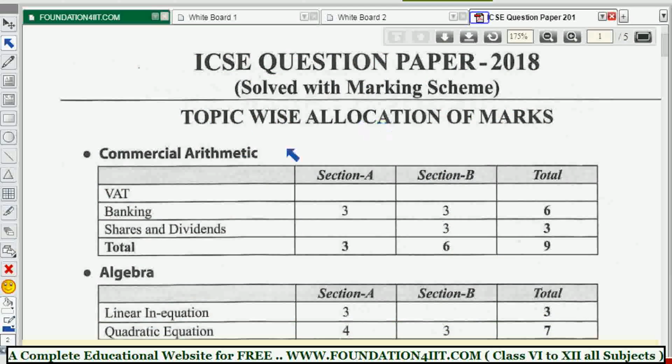So let us begin this now. In topic wise allocation of marks, when you observe, commercial arithmetic is 9 marks total. That means banking has only one question from section A, section B is 1, and for shares and dividend there is no question from section A, and B is 1. So these are the marks, and there are no VAT questions because from 2018 onwards this topic was removed. So as per ICSE board patterns, this is the allocation of marks in this paper.